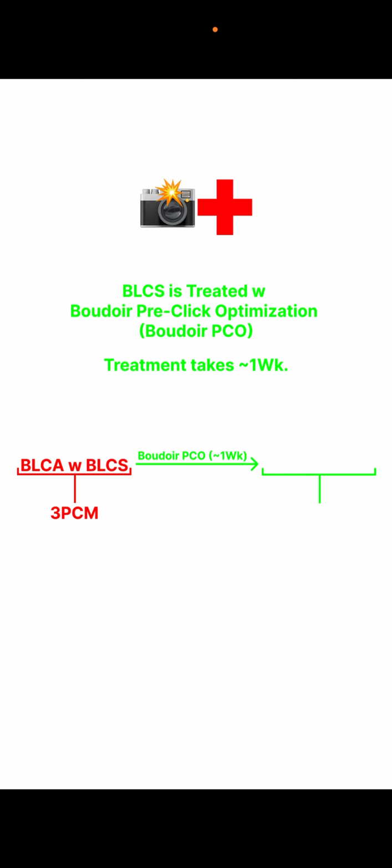BLCS is treated with Boudoir pre-click optimization, aka Boudoir PICO, and treatment takes about a week. And we do it by just duplicating the ad that has BLCS, treating the duplicate with Boudoir PICO, and running both the old and the new in parallel, and keeping whichever one has the best metrics, which has always been the one treated with Boudoir PICO.